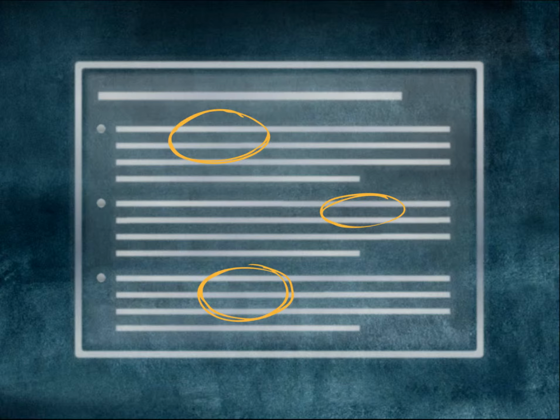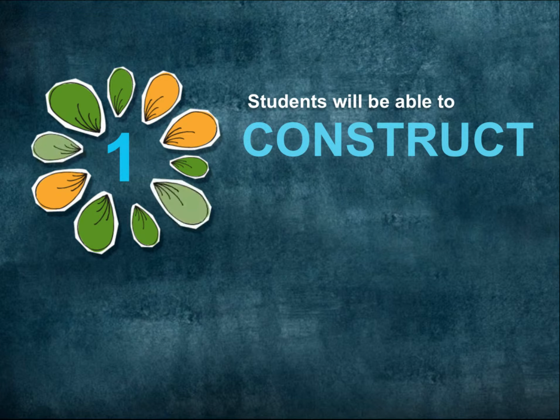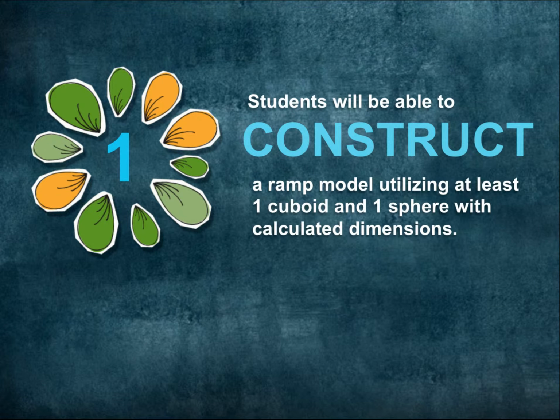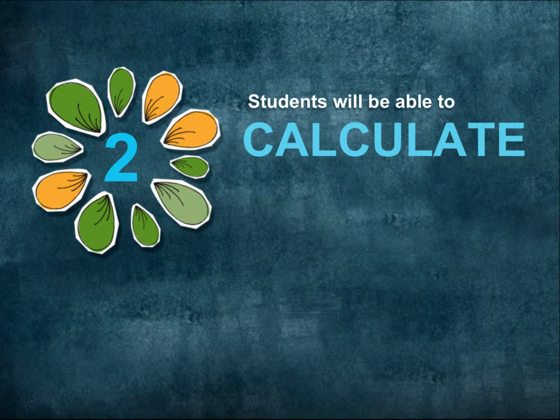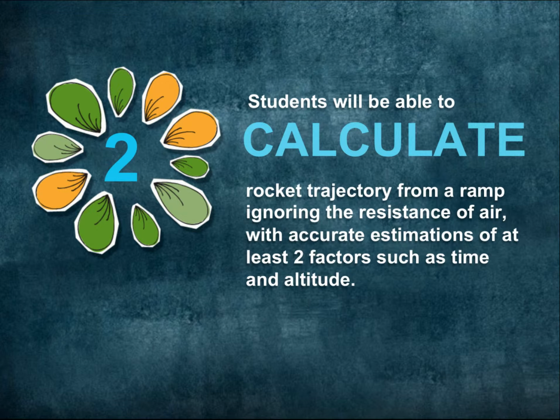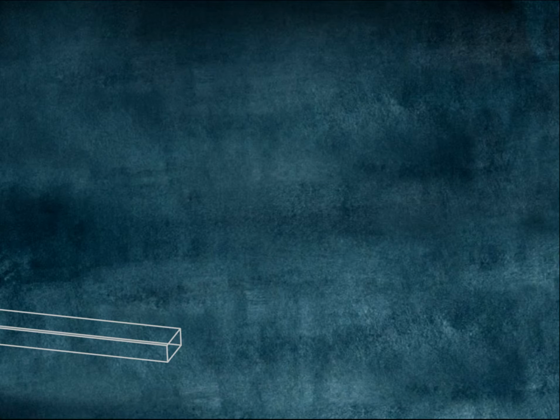To break it down, we can develop the following learning objectives. For example, students will be able to construct a model of a ramp utilizing at least one cuboid and one sphere with accurately calculated dimensions. And students will be able to calculate rocket trajectory from a ramp, ignoring resistance of air, with accurate estimations of at least two factors, such as time and altitude. And this is the expected result.